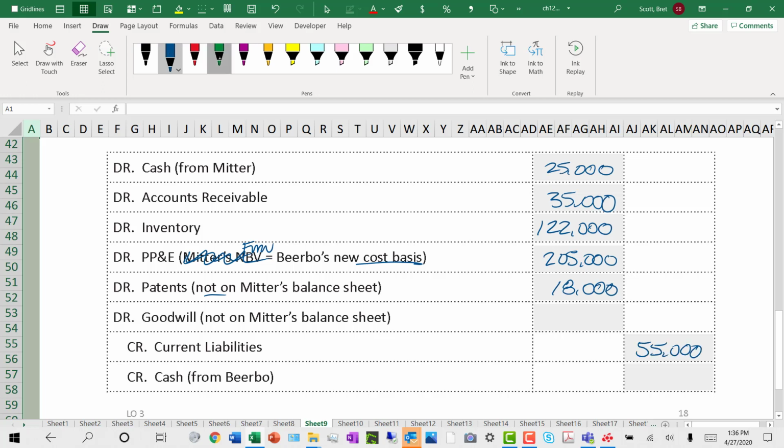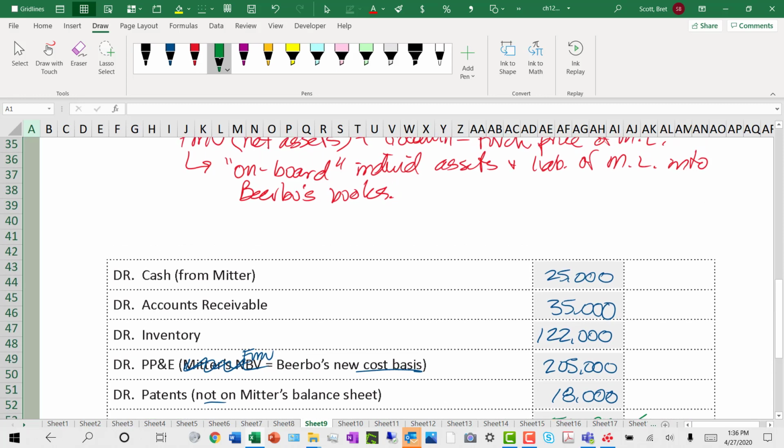We ended up paying cash from Beerbo, $400,000, which means that what's the plug figure we need here? The plug, it's got to be the $50,000, which we call goodwill. So everything except for goodwill was already on the books at Miller Lite. It was just recorded on Miller Lite's books as book value. We're bringing it on our books at fair market value.